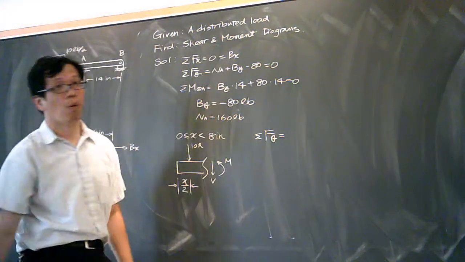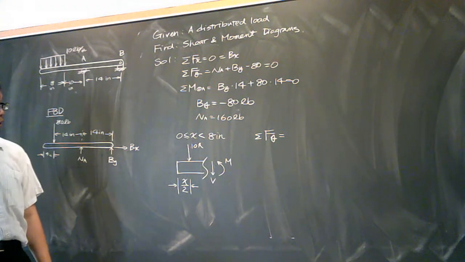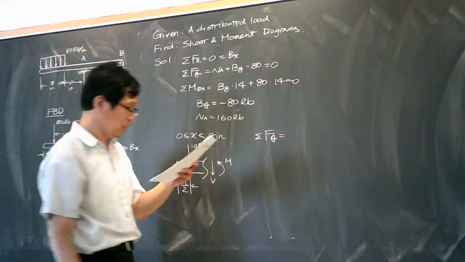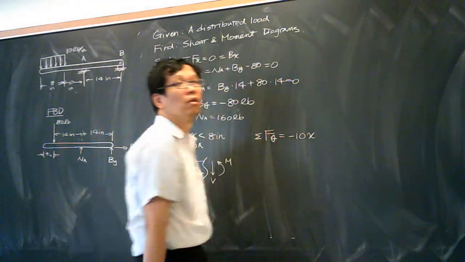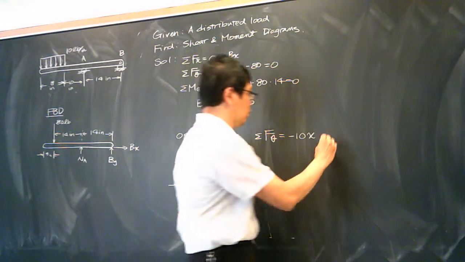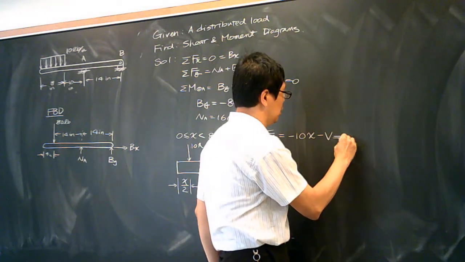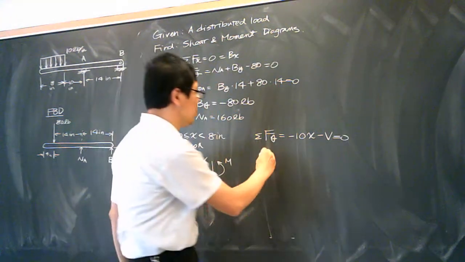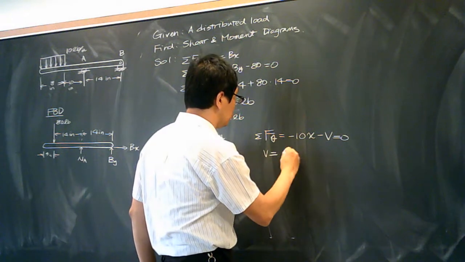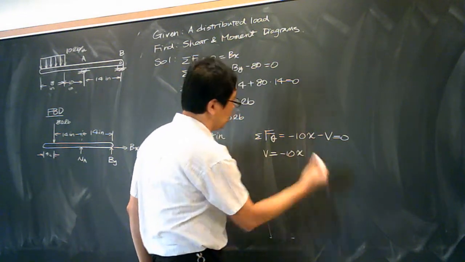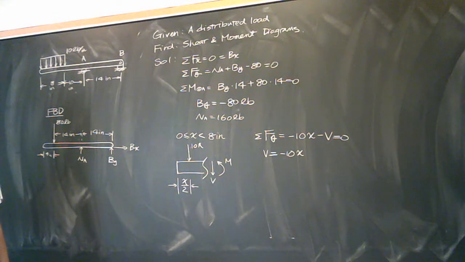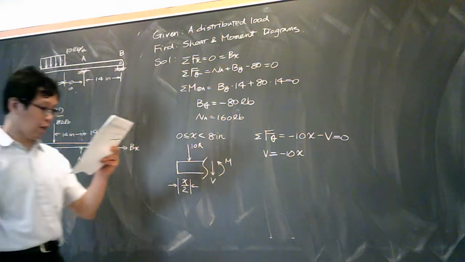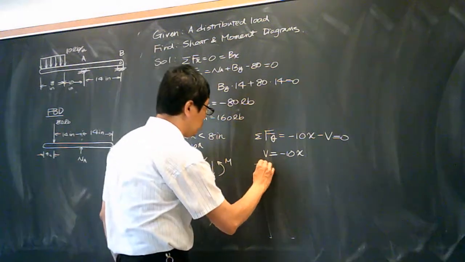So let's do the y equation. It's going to be negative 10x over here minus b equals 0, which means b equals negative 10x. Okay.